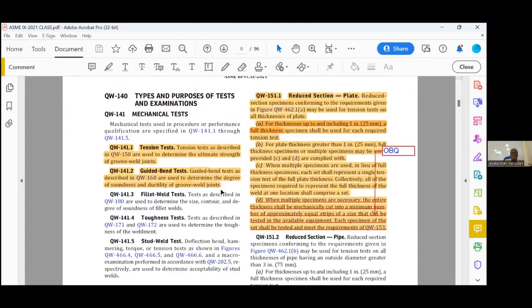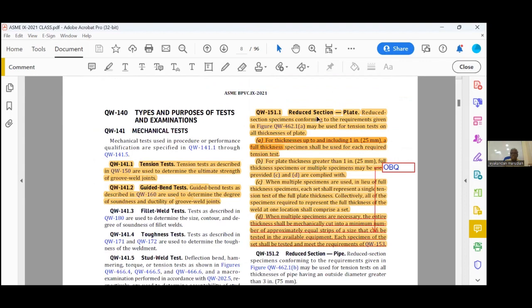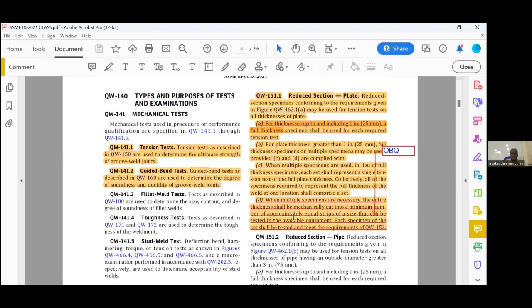Then this is how to prepare a tensile plate. Reduced section, highlight the A. For thickness up to and including 1 inch, a full thickness specimen shall be used for each required tension test. B. For plate thickness greater than 1 inch, a full thickness specimen or multiple specimens may be used, provided C and D are complied with, and D is important. When multiple specimens are necessary, the entire thickness shall be mechanically cut into a minimum number of approximately equal strips of a size that can be tested in the available equipment. Each specimen shall be tested and meet the requirements.